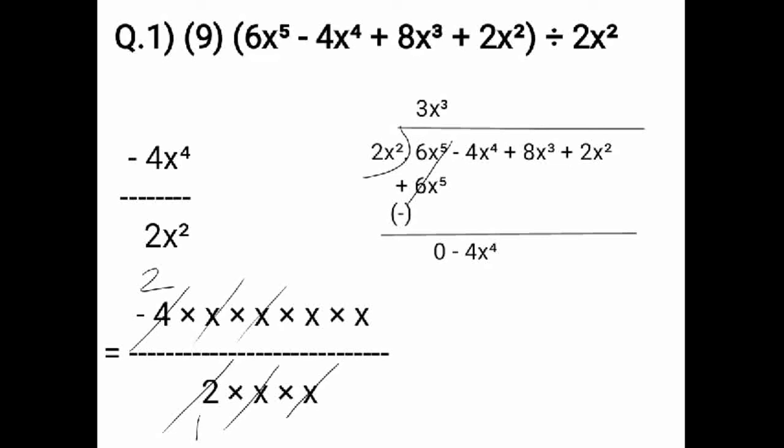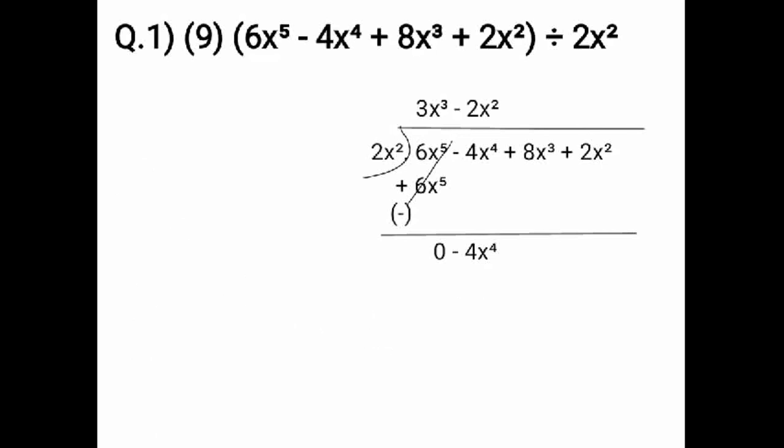Like this way. Now multiply only the numerator. Minus 2 into x is minus 2x square. After dividing minus 4x raised to 4 by 2x square, you are getting the quotient minus 2x square. So write it here. That is 2x square into minus 2x square. Answer is minus 4x raised to 4.